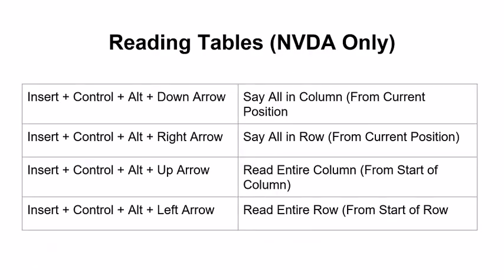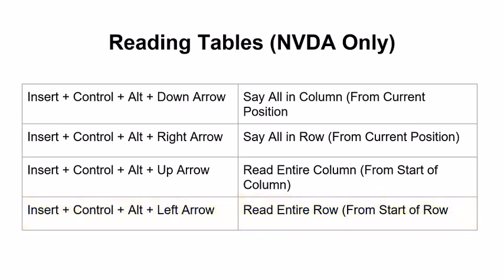Finally, these commands only apply to NVDA. Insert plus Control plus Alt plus down arrow will say All in a column from the current position. Insert, Control, Alt, and right arrow will say All in a row from the current position. Insert plus Control plus Alt and up arrow will read the entire column from the start of the column. And Insert plus Control plus Alt plus left arrow will read the entire row from the start of the row.